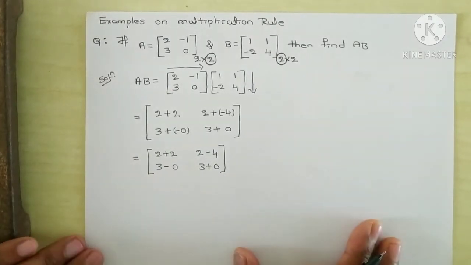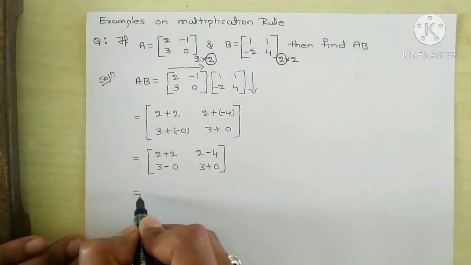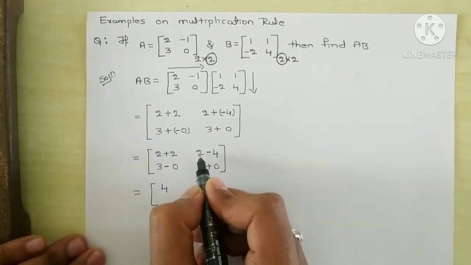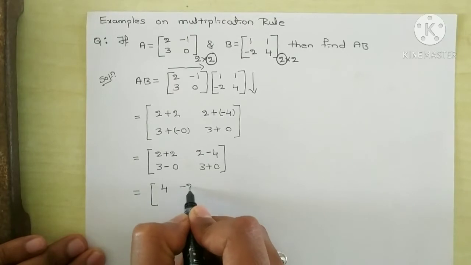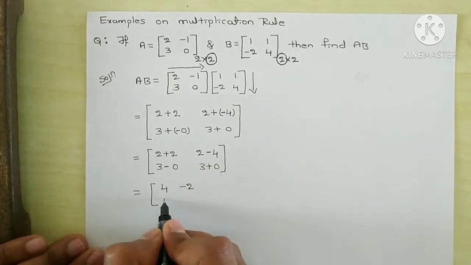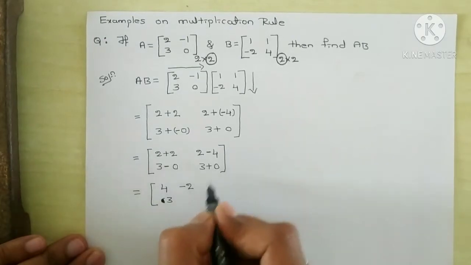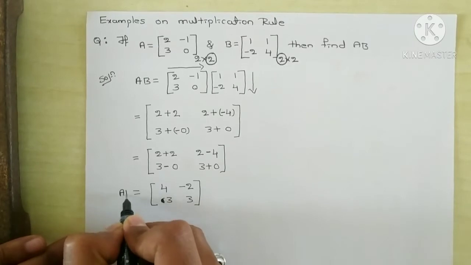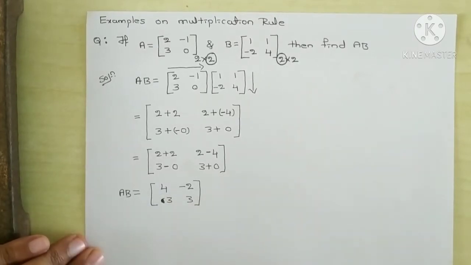So finally, add and subtract. Therefore here 2 plus 2 is 4, 2 minus 4 is -2, 3 minus 0 is 3, and 3 plus 0 is 3. So this is the value of A into B.